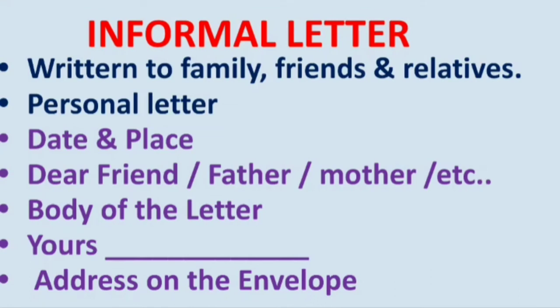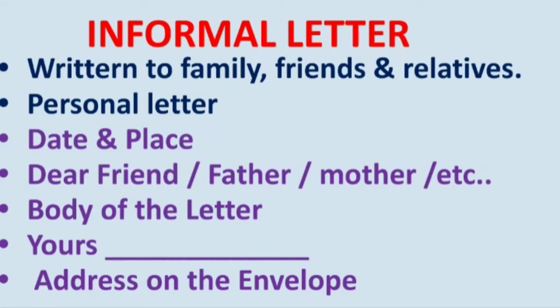Next, informal letter. As I said, an informal letter is written to personal friends, that is family, friends, relatives. It is also known as a personal letter. What are the things that have to be included in an informal letter? Date, place, and address. Sorry, I missed typing address there. You have to write the date. You have to write the place, that is your address from where you are writing.